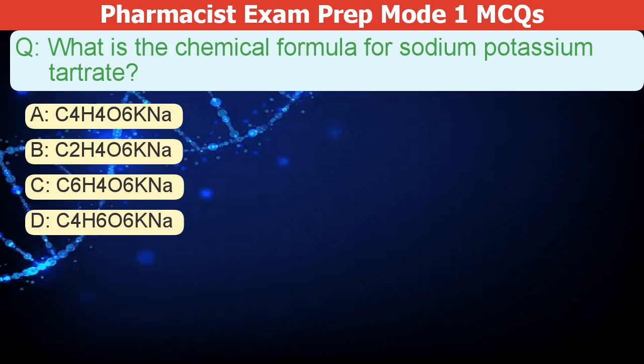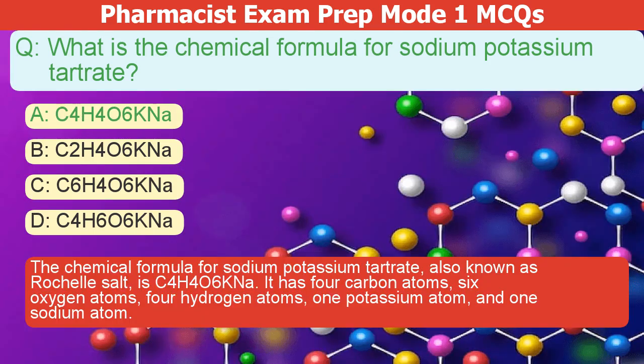What is the chemical formula for sodium potassium tartrate? A. H4O6KNa. B. C2H4O6KNa. C. C6H4O6KNa. D. C4H6O6KNa. The correct answer is A. The chemical formula for sodium potassium tartrate, also known as Rochelle salt, is H4O6KNa. It has 4 carbon atoms, 6 oxygen atoms, 4 hydrogen atoms, 1 potassium atom, and 1 sodium atom.